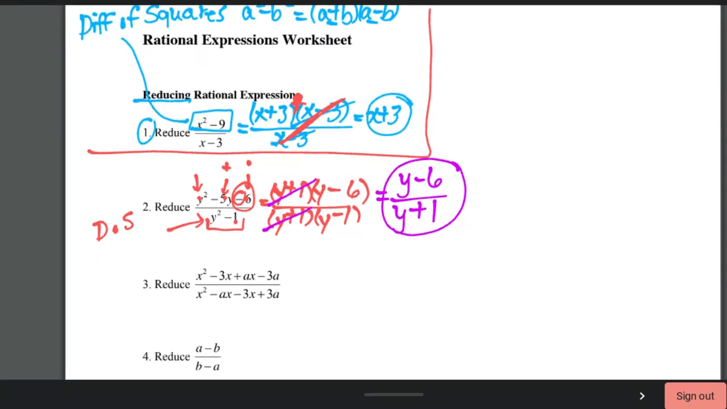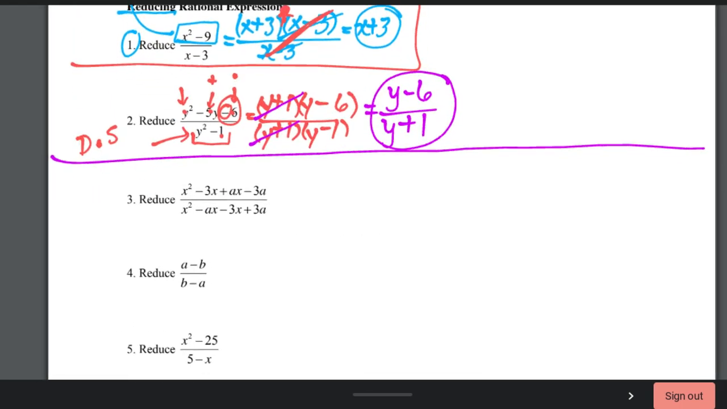Okay, now let's try this next one. Blow it up a little bit. There we go. Okay, so on this next one, you'll notice the numerator and denominator both have 4 terms. So when there are 4 terms and you need to factor, you need to think about factoring by grouping. So I'm going to group each pair, and I'm going to factor out the greatest common factor of each pair.